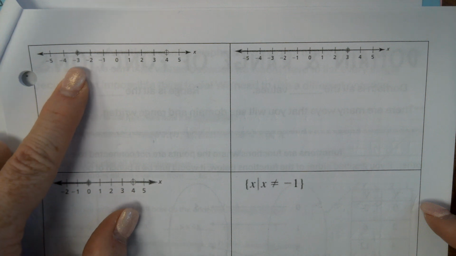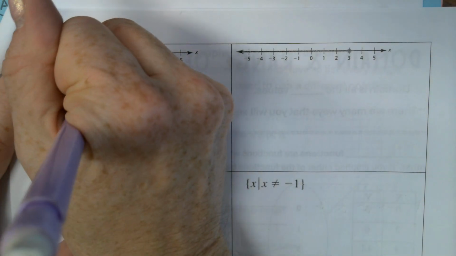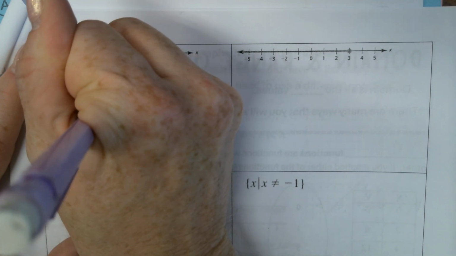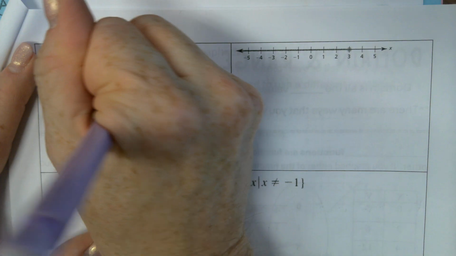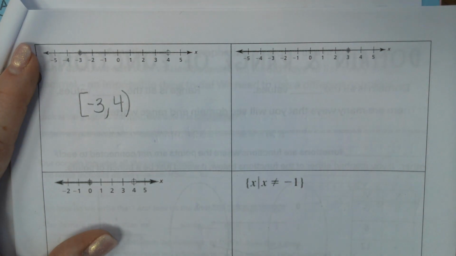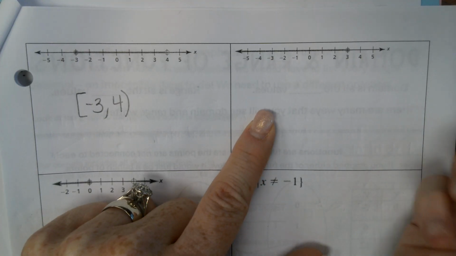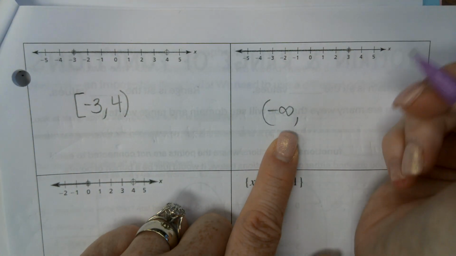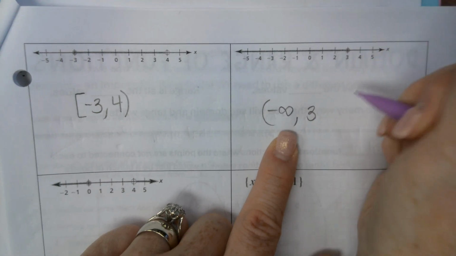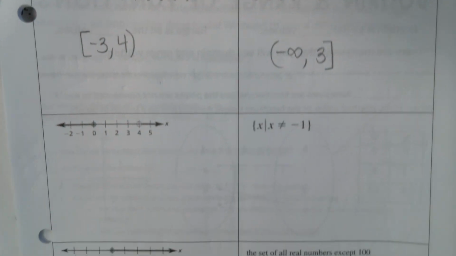These are easy as well because we should just be able to look at the circles to know bracket or parentheses. Okay? This first one, I go from negative 3 included to what? 4 not included. What about this one? Negative infinity always gets parentheses, and I stop at 3 included. That gets a bracket. Perfect.